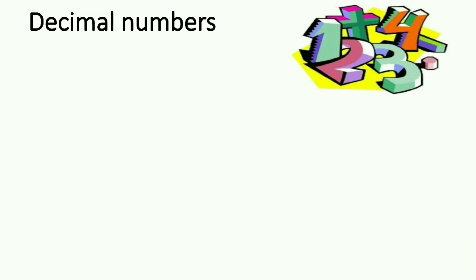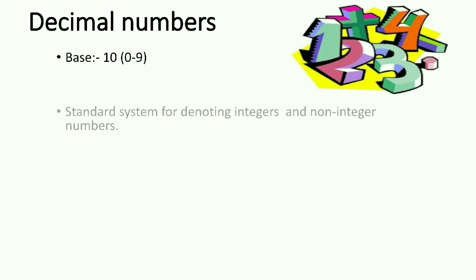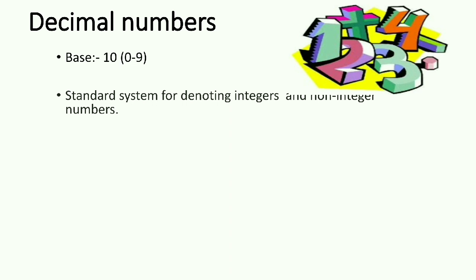So, beginning with the decimal numbers. Now, first of all the number systems are based on ordered set of numbers called as digits. Now, the total number of digits is called as base. So, suppose in decimal numbers, if we start from 0 to 9, so there are 10 digits. That's why the base of the decimal numbers is 10, and it is a standard system for denoting all the integers and non-integers numbers. Why do we say standard? Because, for example, whenever we are talking about simple things like weight, length, mass, so we need it.